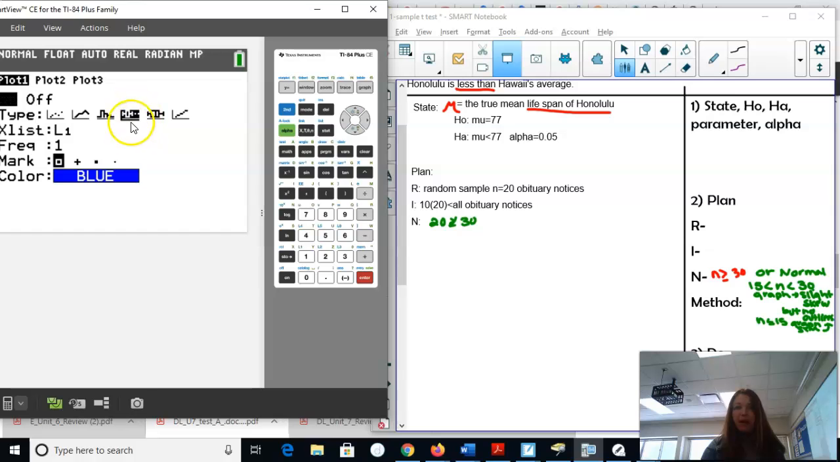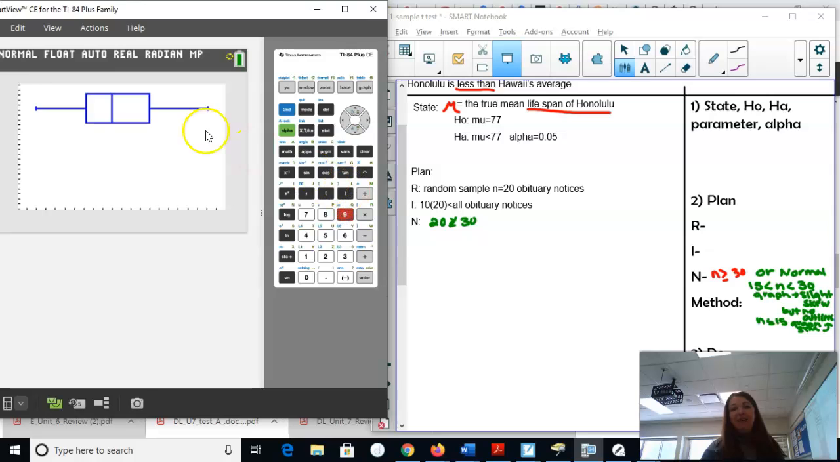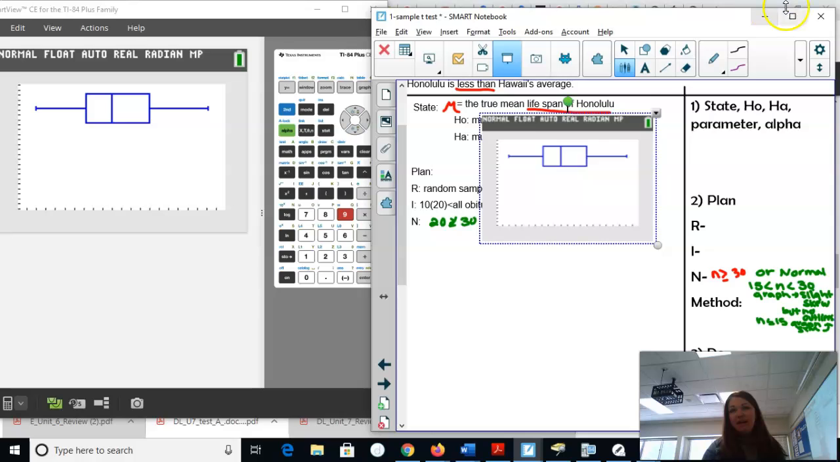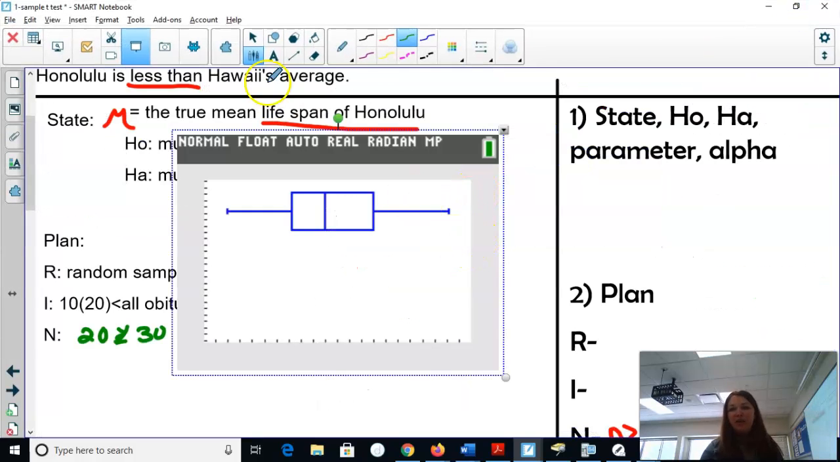I like this box plot here because this is the modified box plot. It will tell you without having to do the outlier rule if there's outliers or not. I'm going to hit zoom 9. And I have a nice picture of my box plot here. There are no outliers.